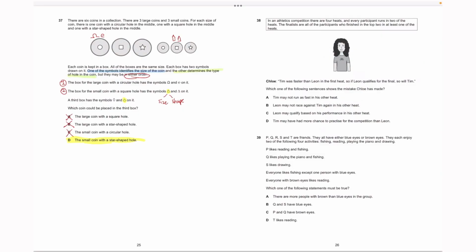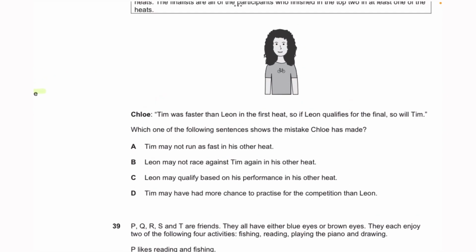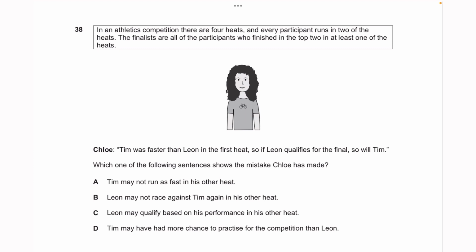Okay, having a look at question 38, let's have a read of it. Question 38 says this: in an athletics competition, there are 4 heats and every participant runs in 2 of the heats. The finalists are all of the participants who finished in the top 2 in at least one of the heats. Now, Chloe says this: Tim was faster than Leon in the first heat, so if Leon qualifies for the final, so will Tim. Which one of the following sentences shows the mistake that Chloe has made? And we've got our 4 options down below.